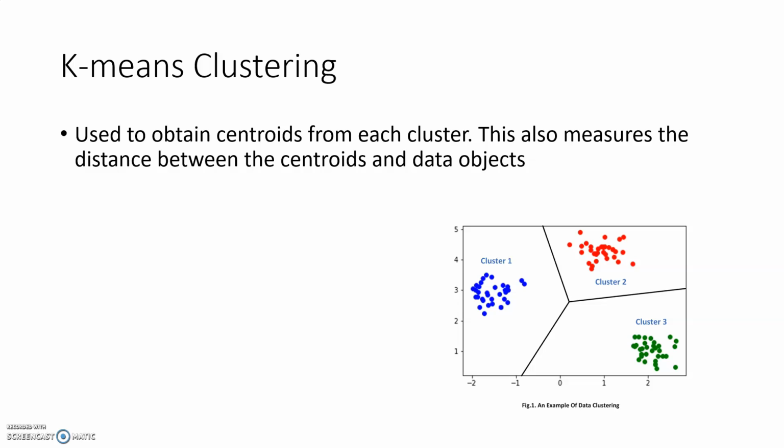From the example below, you can see many different data objects, but there's only three clusters. The clusters are the blue cluster, the red cluster, and the green cluster. Those are the actual clusters or sets of data objects that are similar, which are grouped into the three clusters.